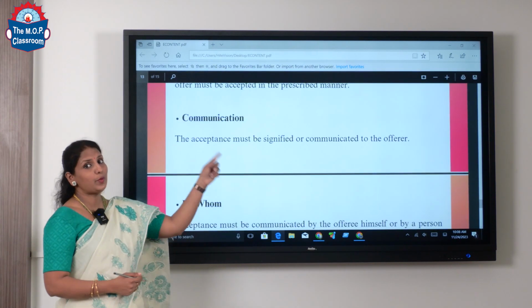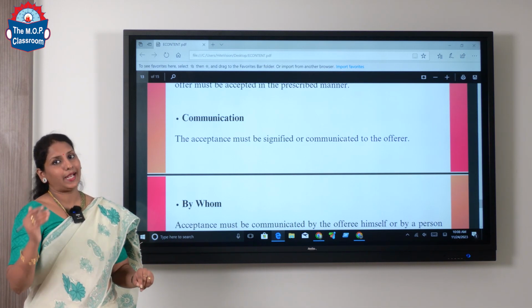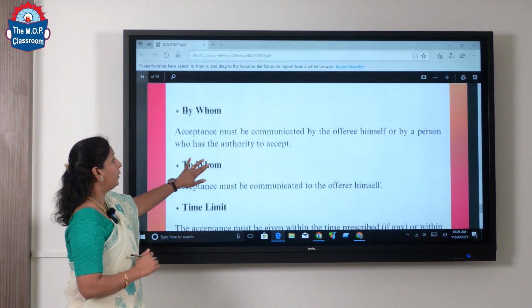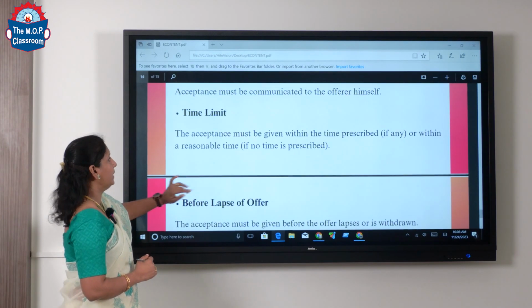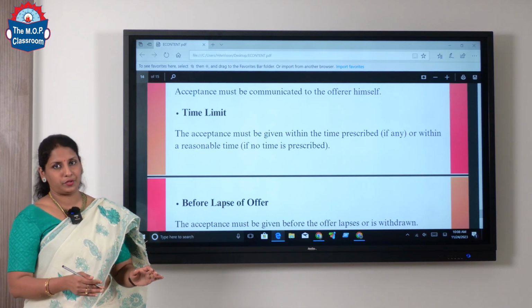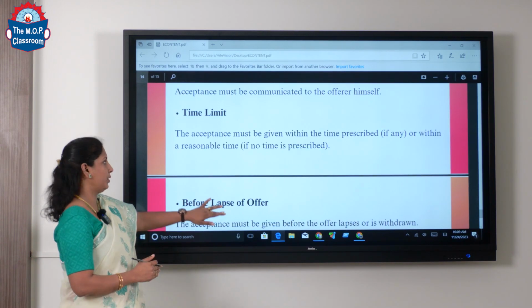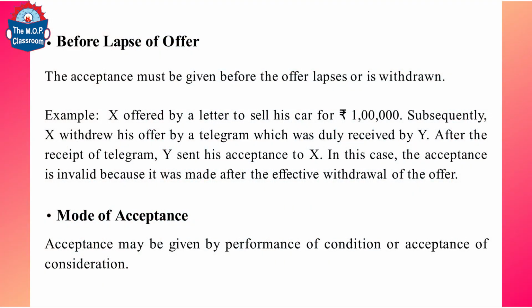The communication has to be given properly. The acceptance must be signified and communicated to the offerer by the acceptor only, and no third person can be involved in it. There cannot be any stranger to a contract. Whoever the offer was made to, the same person needs to accept it. And what is the time limit? The acceptance cannot be given whenever he wants. When there is a time period of 3 days, they have to strictly follow the time limit and stick to their time. Whenever they go over the time, the offer comes to an end. So the acceptance must be given before the offer lapses or is withdrawn.